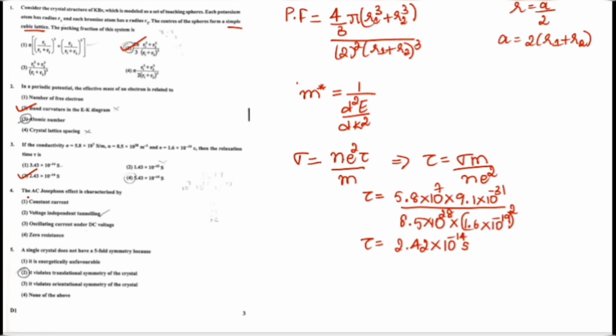So I'll go with the fourth question. The AC Josephson effect is characterized by, and it is a direct question from the effect, oscillating current under DC voltage. That is the right answer. Let us move to the next question. A single crystal does not have a five-fold symmetry because, it is also a theoretical question, it violates the translational symmetry of the crystal. Okay, let us move on to the next slide.